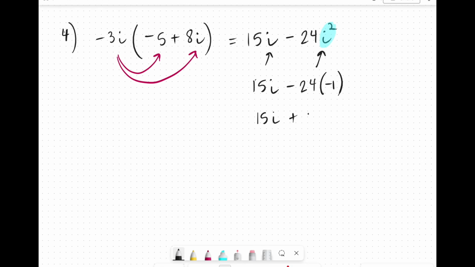15i plus 24 is your answer. However, it is preferred that the real part, your +24, comes before your imaginary part in a complex number. So go ahead and switch them places. So put the 24 first and 15i second. This is your final answer.